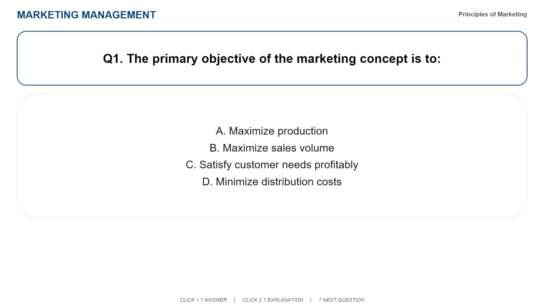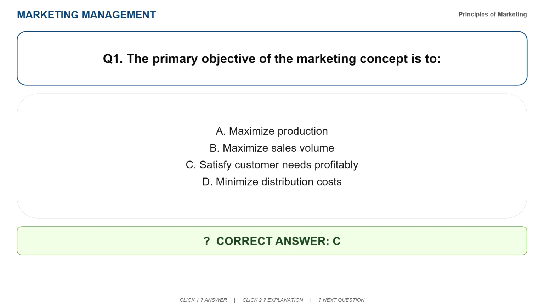Question 1. The primary objective of the marketing concept is to: Option A, maximize production. Option B, maximize sales volume. Option C, satisfy customer needs profitably. Option D, minimize distribution costs. The correct answer is C.